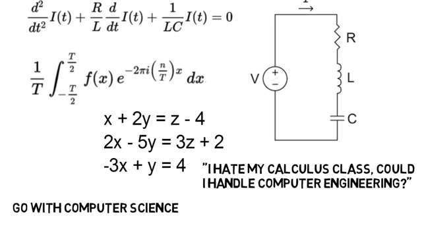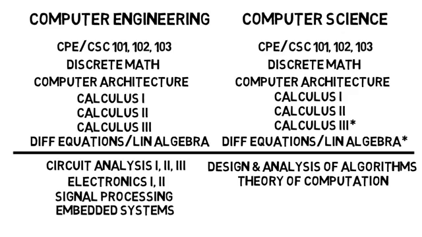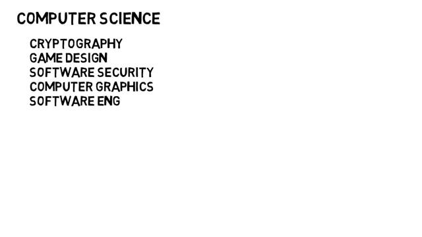Now everything I've said so far comes with a huge asterisk of does not apply to every student, especially for these two majors, and here's what I mean. Both majors have to take elective courses, and those elective courses can be in each other's disciplines. So if we go back to our list, computer engineers are allowed to take any of these other classes, and ones not listed, as their electives. So they can almost have a degree in computer science too if they wanted. Now computer scientists would not take the electrical classes on the left here. The computer science electives typically would be things like cryptography, game design, software security, computer graphics, and some classes on software engineering. But computer engineers could take these too.